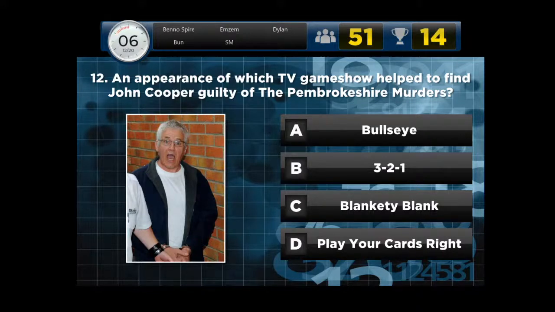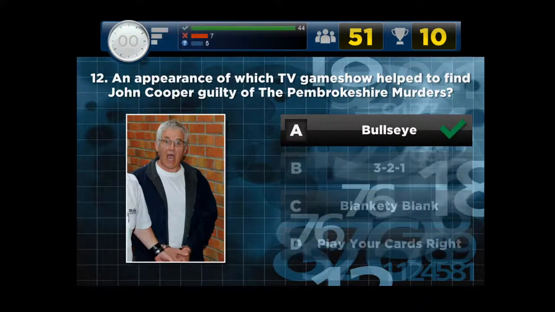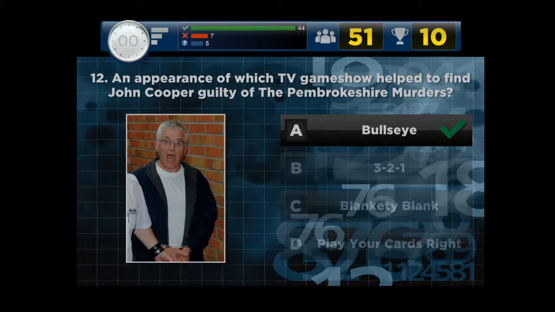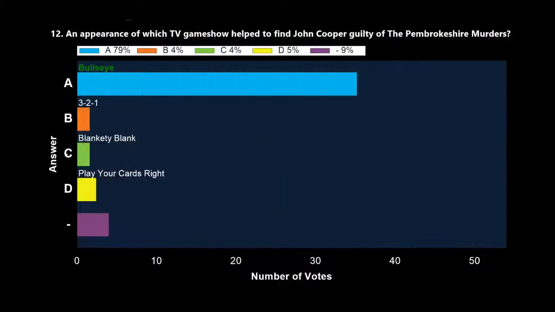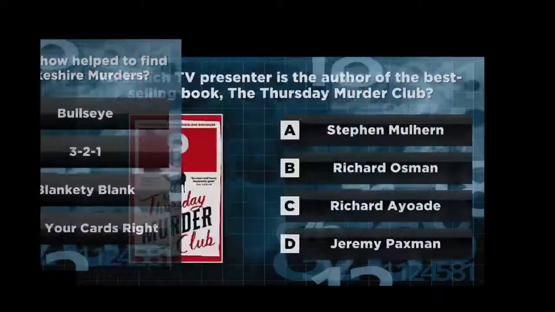Time running out. And the answer is Bullseye. With, of course, Jim Bowen. I suspect this is going to be quite a popular answer. I think a lot of people are watching the Pembrokeshire murders. Yep, 44 of you getting that right, but 3 going for Play Your Cards Right, and 2 apiece for 3, 2, 1 and Blankety Blank.